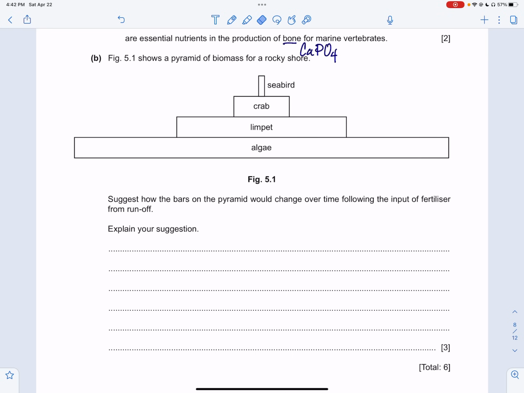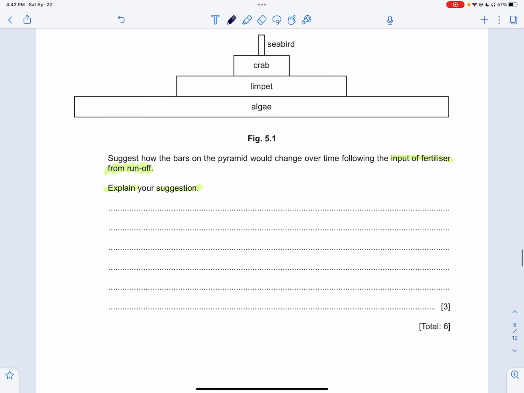Last short answer. Looking at a pyramid of biomass, bio is life, mass is stuff. So this is like the living tissue, things that you can actually eat. What's not biomass are bones, teeth, hair, fur, feathers. All right. Suggest how the bars on the pyramid would change over time following the input of fertilizer from runoff. Explain your suggestion.